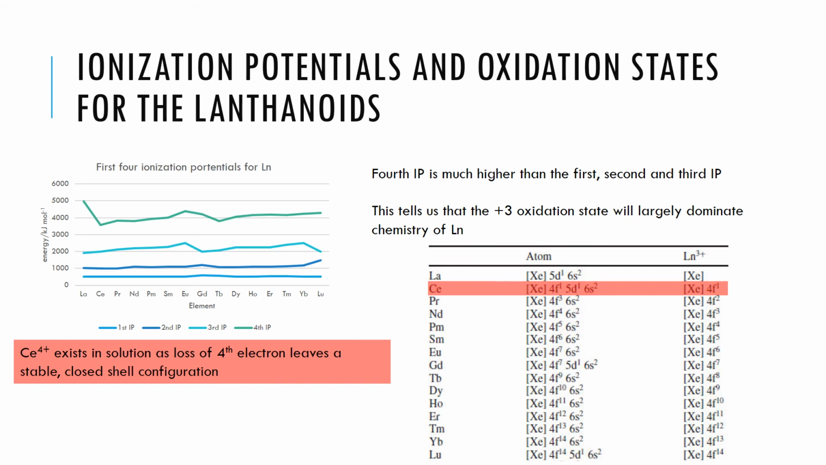Cerium is the only lanthanoid that exists in the +4 oxidation state in solution. If you were to remove the fourth electron from cerium, you are leaving behind a closed shell configuration, because the fourth electron is a 4f1 configuration. So if you remove that, you're leaving behind a closed shell configuration. So you do see cerium in the +4 oxidation state in solution.